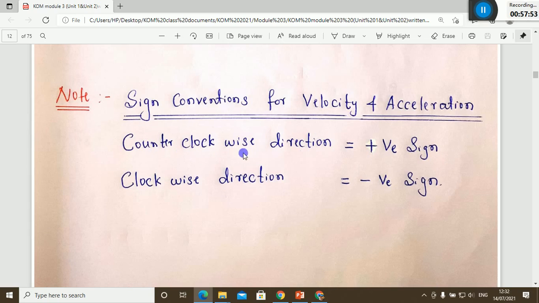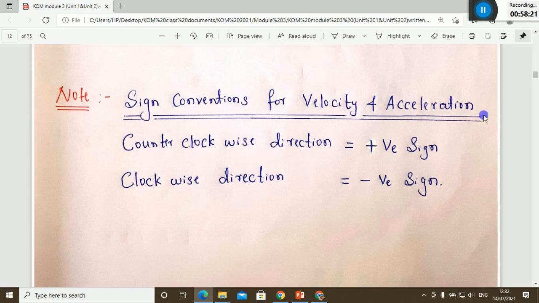If you want, you can change, but you have to follow the same for all the problems. For my convenience, for all the problems what I am to solve, I'll take this sign convention. Whenever the value of the velocity is a positive, it means it will be in a counterclockwise direction. And whenever the value of velocity or the acceleration is negative, it means it is in a clockwise. Okay? Don't confuse with the displacement and this velocity and acceleration.